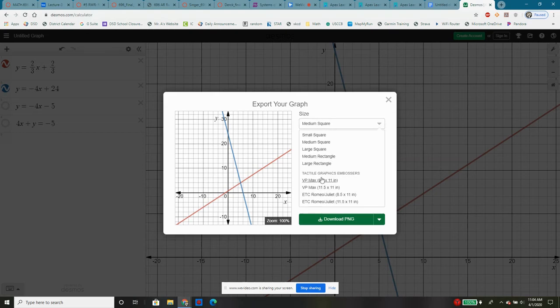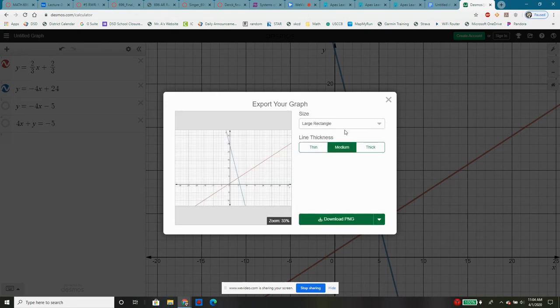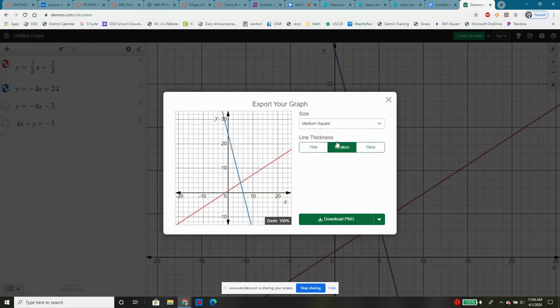These ones, I really honestly don't know what those are for. Maybe it's programming or something, but you can also do large rectangle, medium rectangle. It all depends on what you're trying to show. Anyway, medium square, medium is usually one of the better ones. You can download the image as a PNG file, or what I usually do is I right click, or on a Chromebook, I think you can just use two fingers and copy the image.